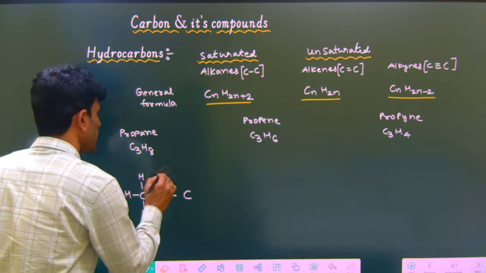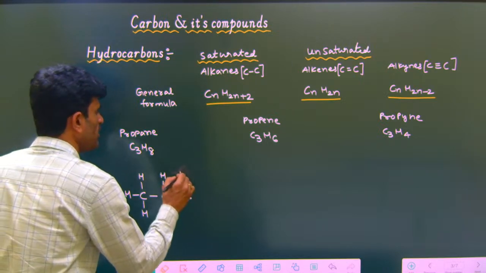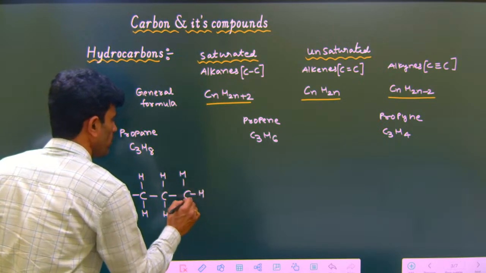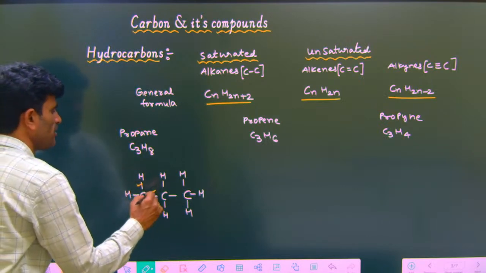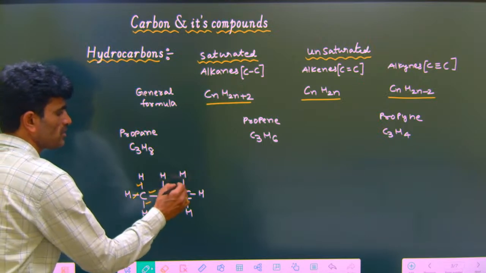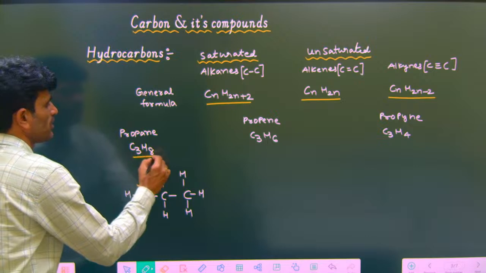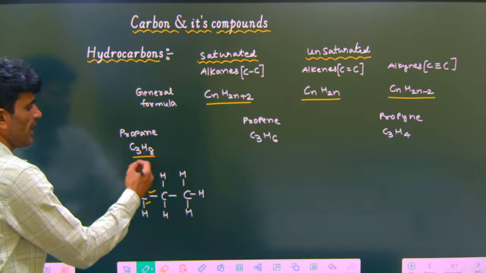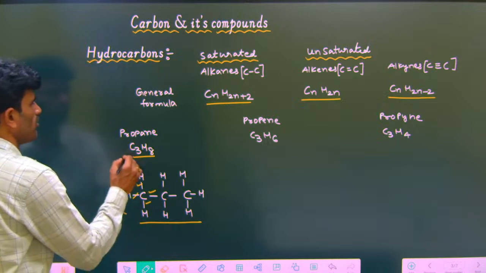Okay, on the second carbon we will have 2 hydrogens. On the third carbon we will have 3 hydrogens. Over. Now if you observe, every carbon is satisfied. Every carbon has 4 covalent bonds, even the second carbon and the third carbon. And it is as per your molecular formula, C3H8. So this is the structure of propane.